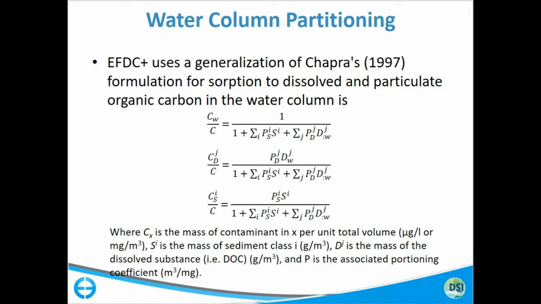Here are the 3 different ratios that are important for this process. This is the fraction of truly dissolved to the total. And that's equal to this ratio here of the 1 divided by the 1 being the mass associated with the dissolved phase. This is the number that represents the mass associated with the partitioning onto solids of class I solids. So the I represents the sediment class.